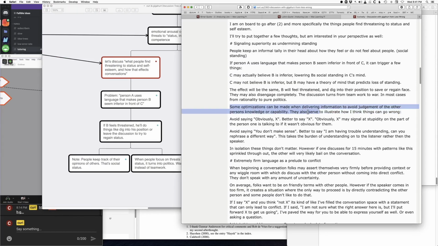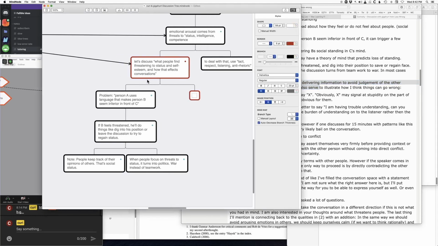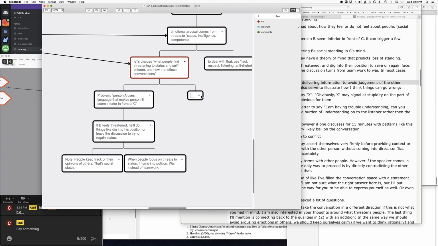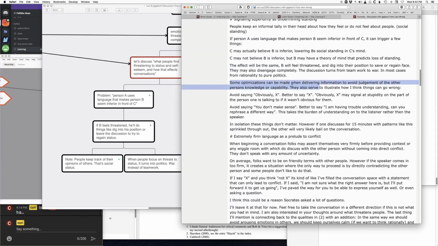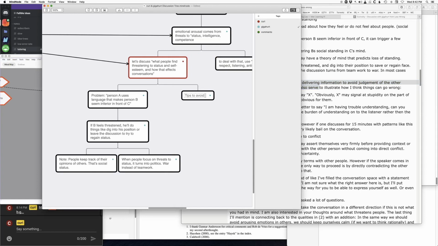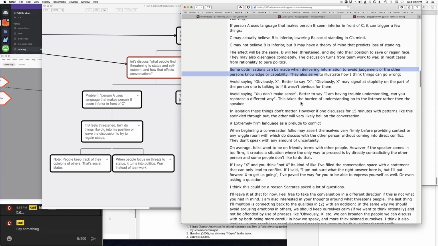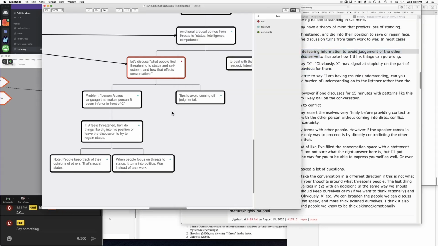Okay, so he's going to tell us ideas about how to talk to people. Some optimization can be made when delivering information. You can give information without threatening people's social dynamics as much, without threatening status as much. Tips to avoid coming off judgmental. I thought it would be more like tips to avoid threatening. Judgmental sort of means threatening, like it means you're negatively judging their social status.